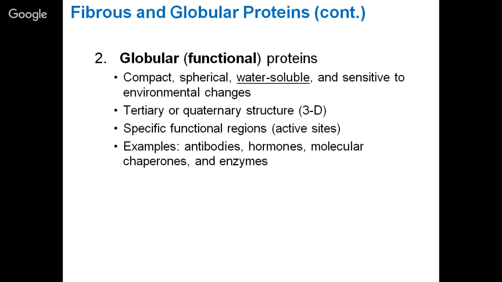The globular ones are much more functional proteins, and they're much more compacted, spherical, water soluble, and sensitive to environmental changes. So they do have the tertiary and the quaternary structure, and based on their structure, they have some functional regions. We use the word active sites for them. Examples would be the common one, enzymes, and also hormones and antibodies. They do have these active sites, or some kind of site where the ligand can come and bind and react with those molecules.